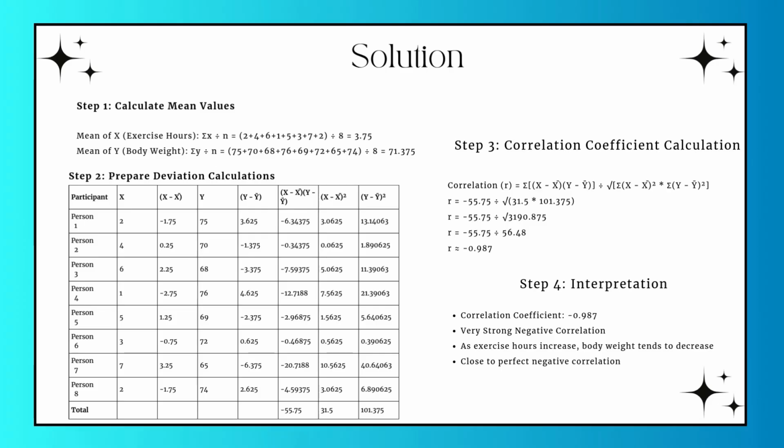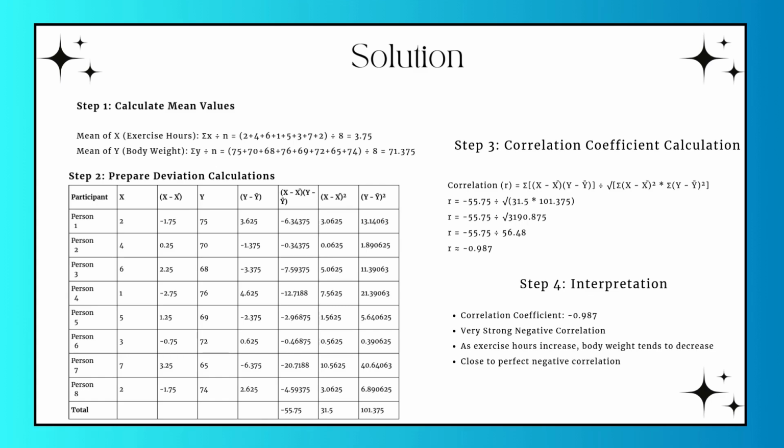Let's walk through the process of calculating the correlation between exercise hours and body weight. First, we calculated the mean values for exercise hours, which is 3.75, and the body weight, which is 71.375. Then we calculated the deviations from these means, followed by the product of deviations and the squared deviations for each variable. Using Karl Pearson's correlation formula, we got the value of r as -0.987.